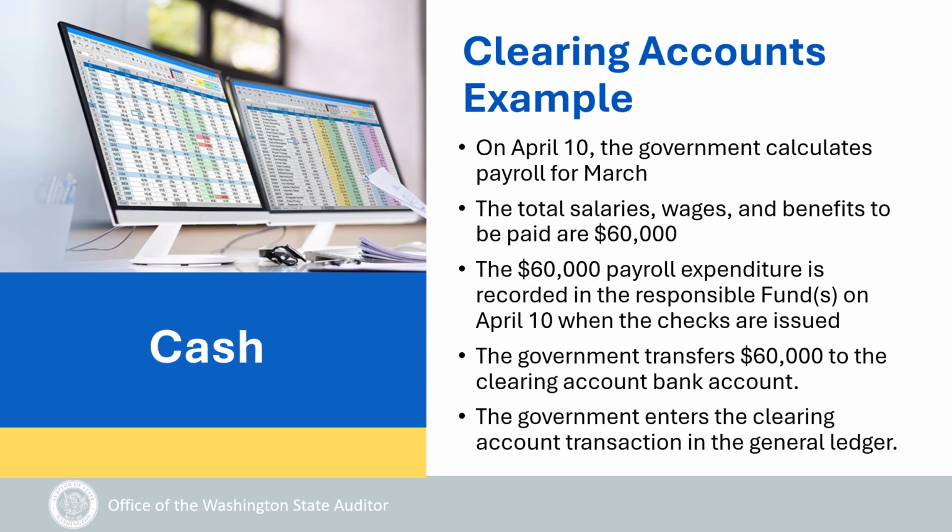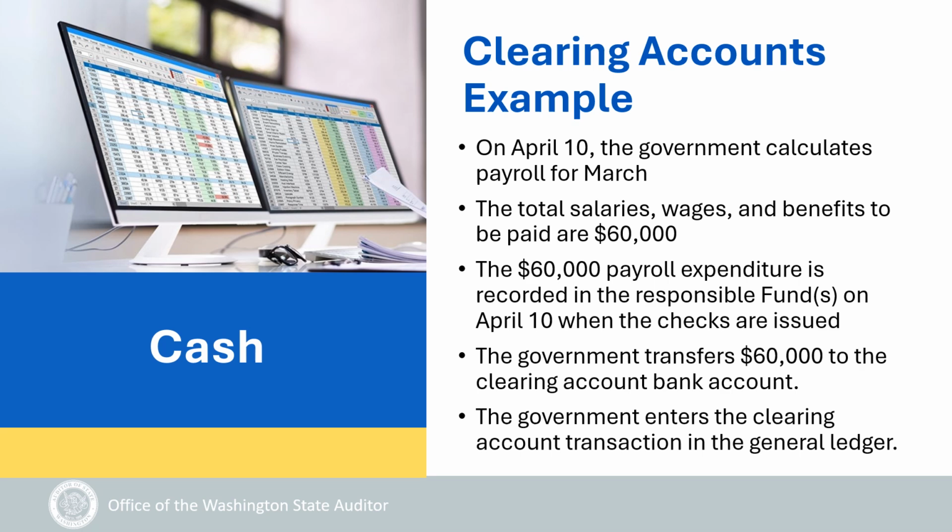The government then transfers the $60,000 from their bank account to their clearing bank account, again located at the bank, in which the payroll checks will be redeemed from. Remember, since this is just moving cash from one bank account to another, there is no revenue or expenditure reported. At the same time, the government also enters a transaction in the clearing account general ledger on the same date as that cash transfer. Again, this is just transferring cash from one fund to another, so no revenue or expenditure will be reported during this step.